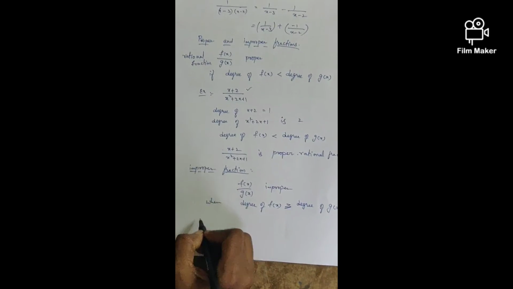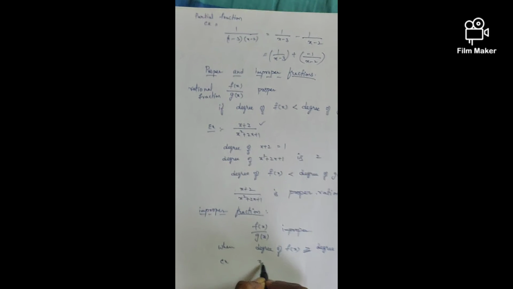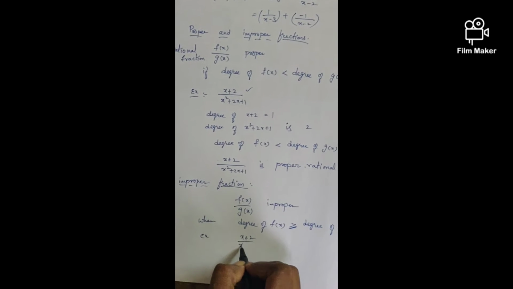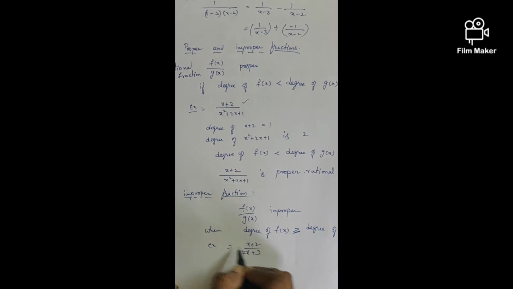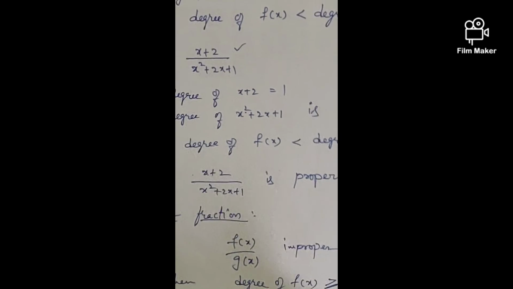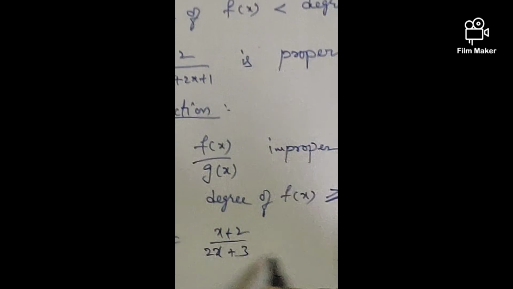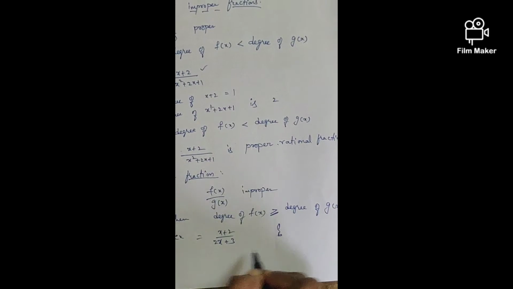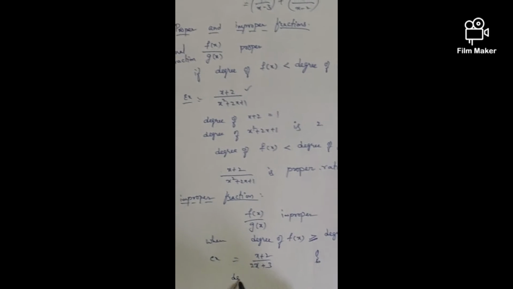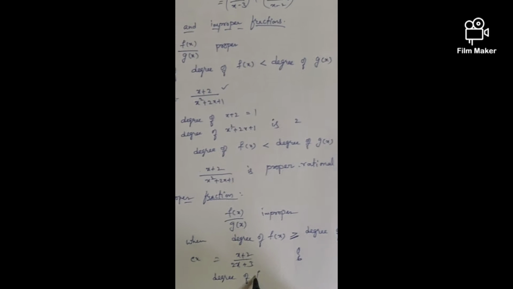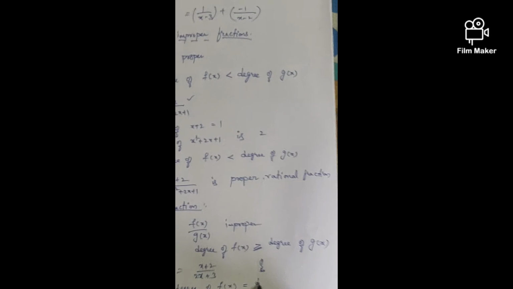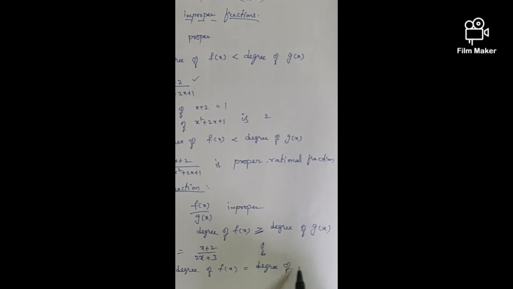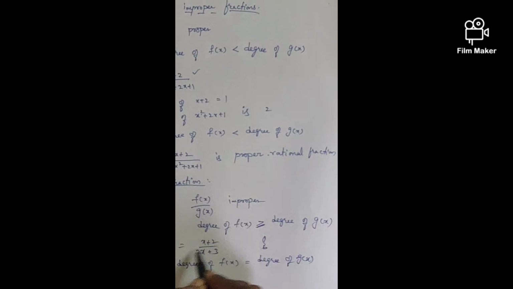For example, take x plus 2 by 2x plus 3. Here the degree of the numerator is 1 and the degree of the denominator is also 1. So the degree of f of x is equal to the degree of g of x. So it is improper.